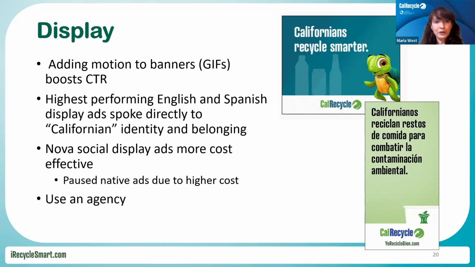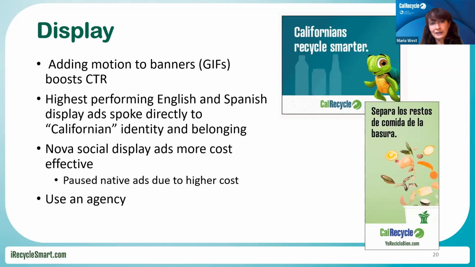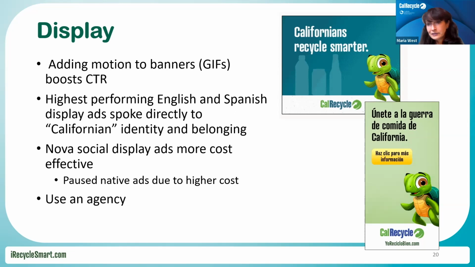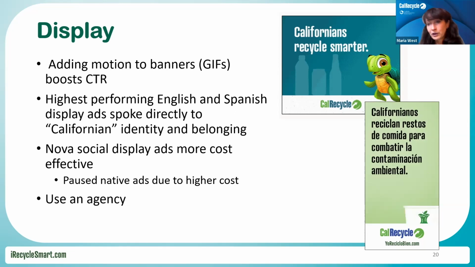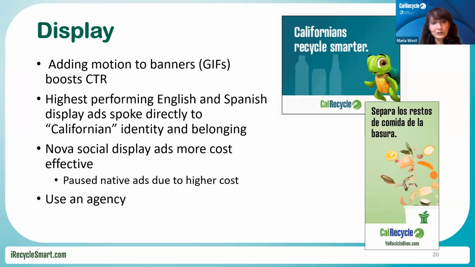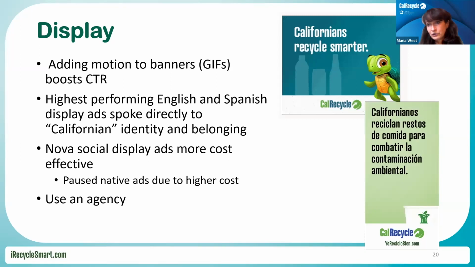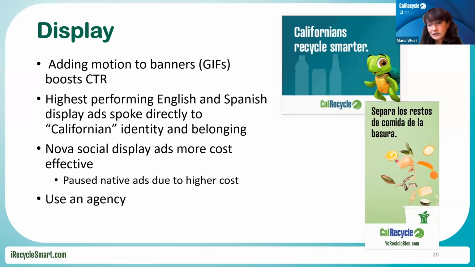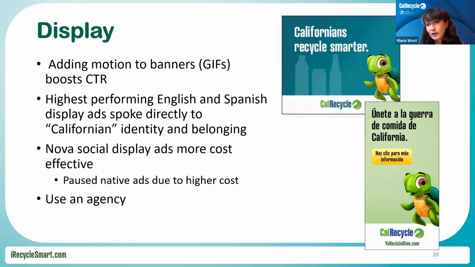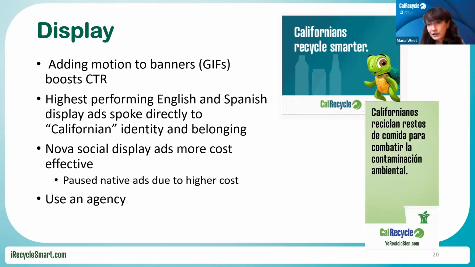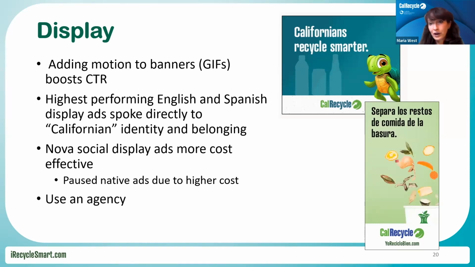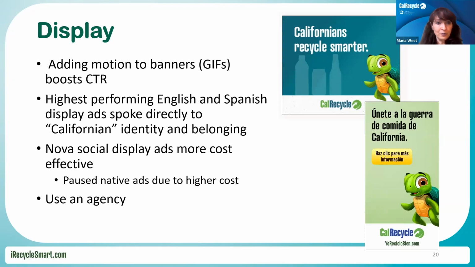So the highest performing spoke to Californians' identity and belonging. This is something that we knew through community-based social marketing, that there's a lot of pride in Californians, and you get a behavior change when you normalize that this is something that someone's community is doing. So it's Sacramentans, if you're here, Southern Californians, whatever the identity group is, but there was a lot of pride, and we heard that in our research too.